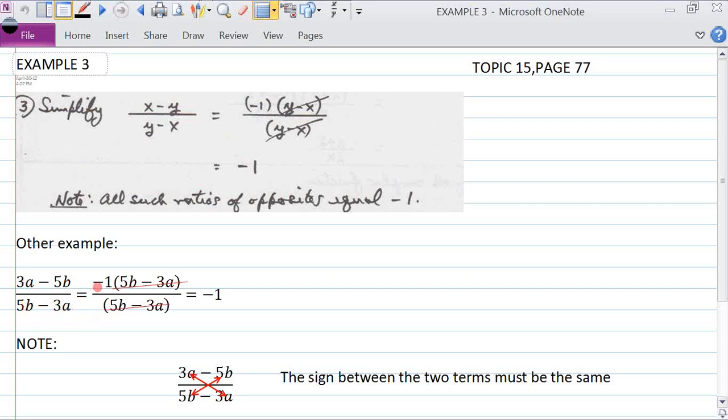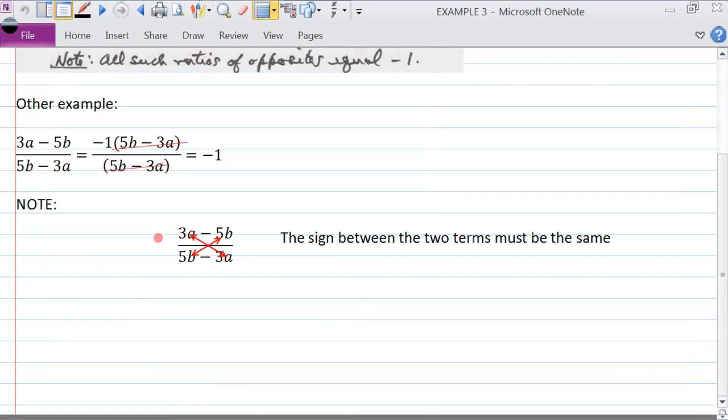This term has become this one, and this one has become this one. Now, just to show it, I take out minus 1, like I did over here. Minus 1 times 5b gives me minus 5b, and minus 1 times minus 3a gives me plus 3a. So now I can cancel 5b minus 3a in the numerator and the denominator, and I get minus 1.